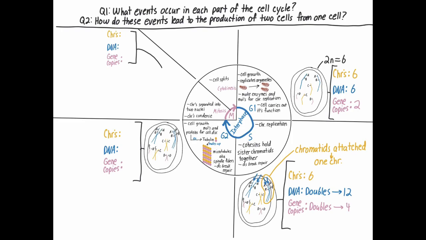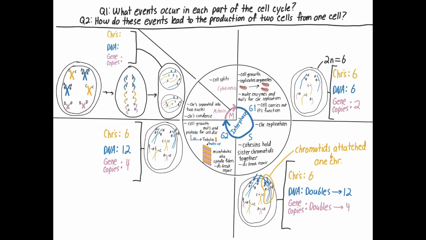The same is true for the cell at the end of G2. We'll go through how the chromosomes change during mitosis in the mitosis video, but by the end of mitosis, the chromatids have been pulled apart and sorted into 2 nuclei. However, the cell has not yet split, so there are still 12 DNA molecules in this single cell. Since they are unpaired, there are also 12 chromosomes in this cell. And there are still 4 copies of each gene.